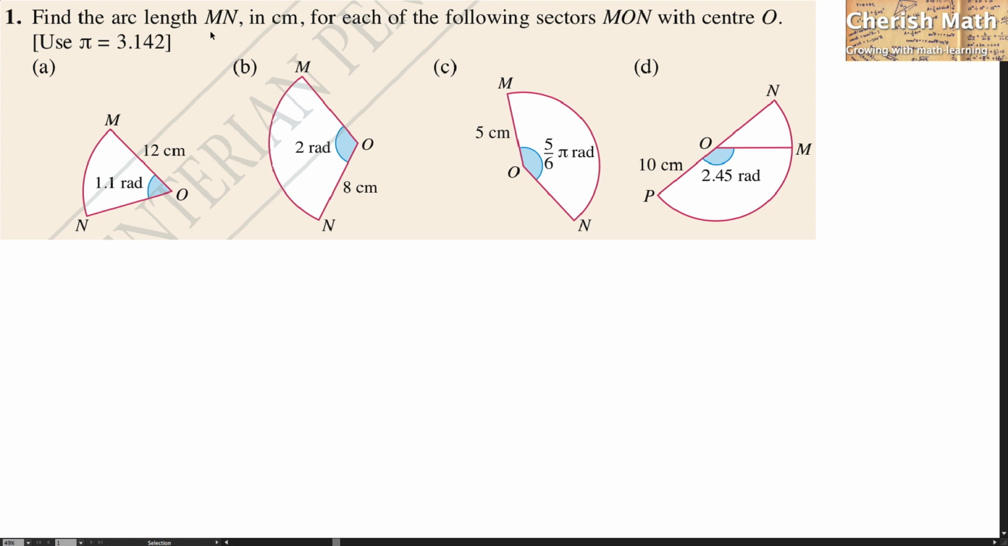Find the arc length MN in cm for each of the following sectors MON with center O. Use pi 3.142. Notice that for each of the angles given here, for parts A, B, C, D, all of these are in radians. So the formula that I'm going to use is S, which stands for the arc, is equal to R, the radius, multiplied with theta, which is measured in radians.